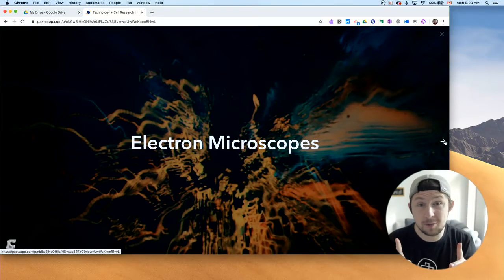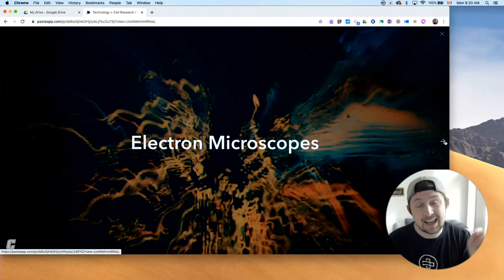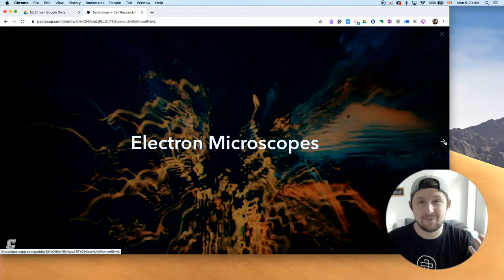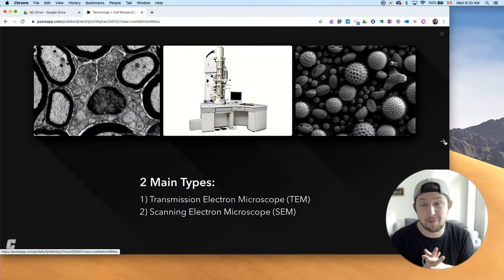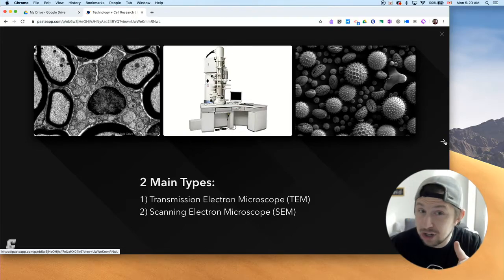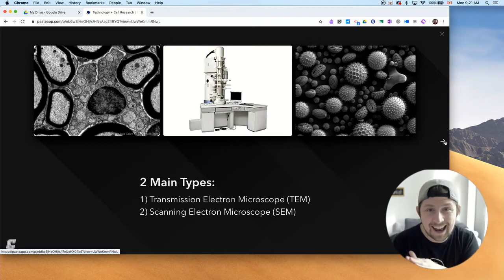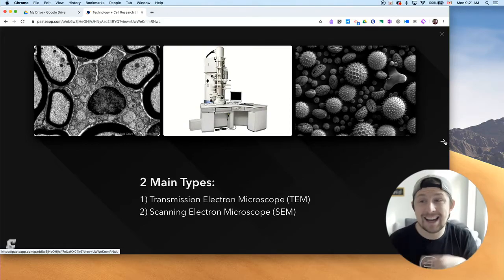Now, these work a little bit differently. Instead of sending visible light through, we send electrons to illuminate our specimen. And so we're going to talk about two types of electron microscopes today. We're going to talk about transmission electron microscopes, TEM, and we're going to talk about scanning electron microscopes, or SEM.